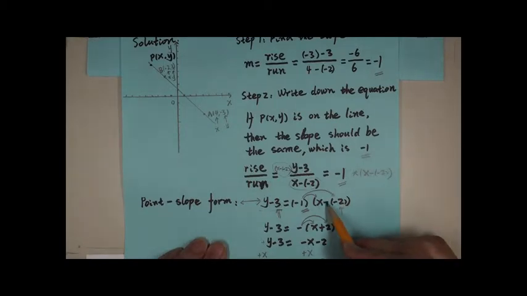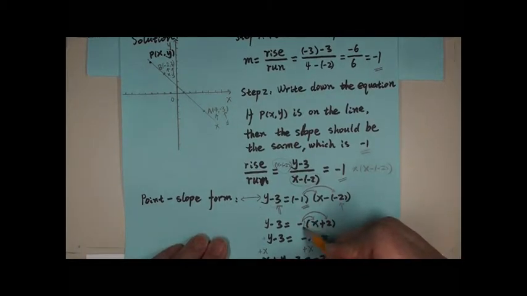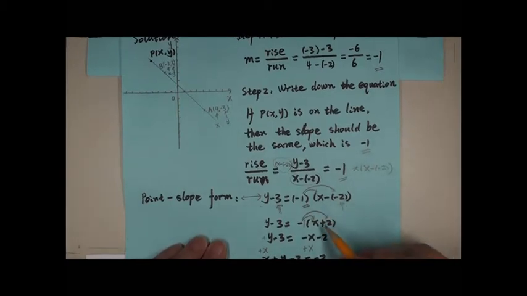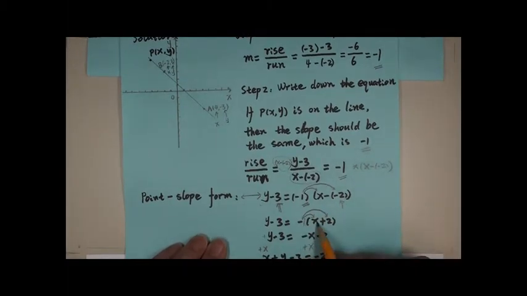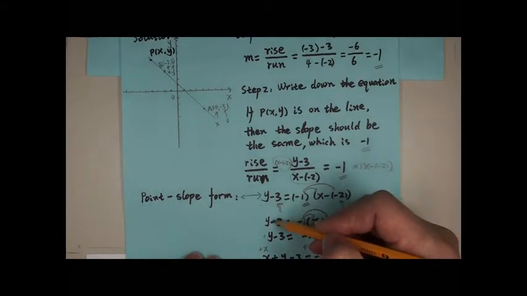Because here, negative, negative, you can write positive. Here still negative, you can write 1 here. You may not write 1 here also, because negative 1 times x, you have negative x. Negative 1 times positive 2, you have negative 2. You may not write 1 here. It doesn't matter. Left hand side still is 1 y minus 3. You copy it down.